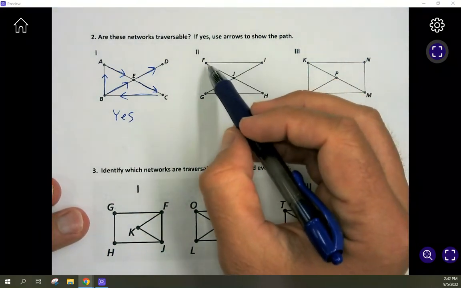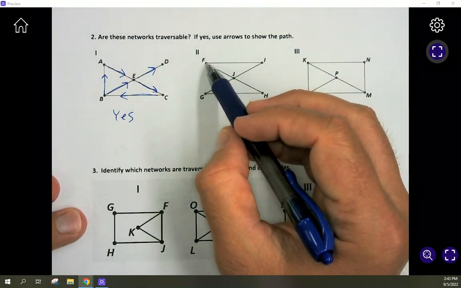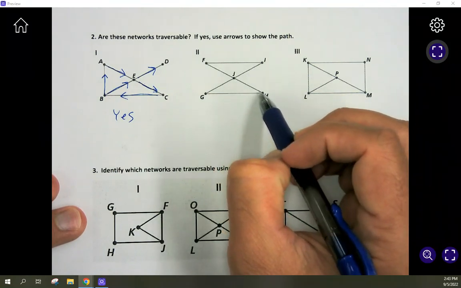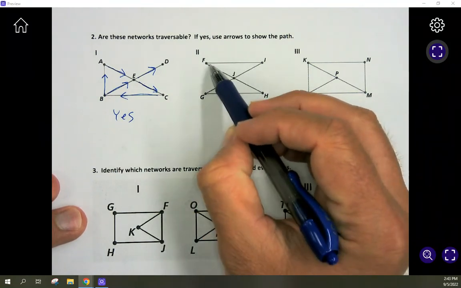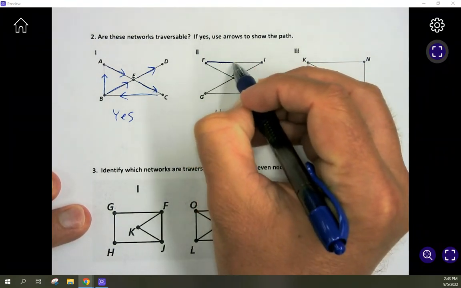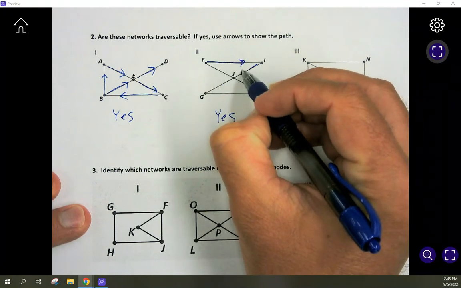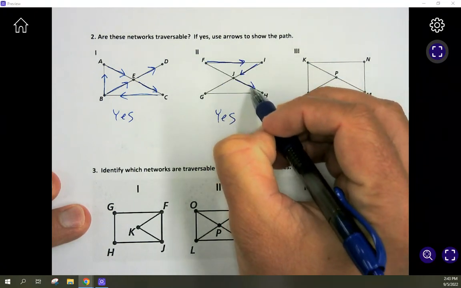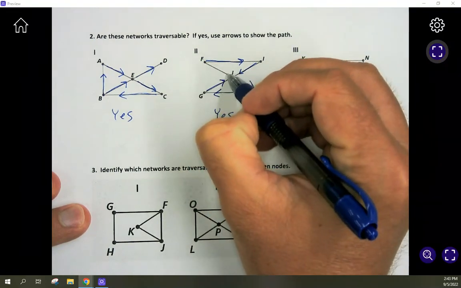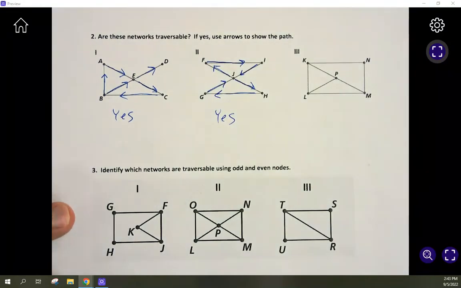Okay, on to the next one. If I start at F, let's say I go here, here, here, here, here, here. I can get all the way around. This is a yes. Show my arrows this way, here, here, here, and here.